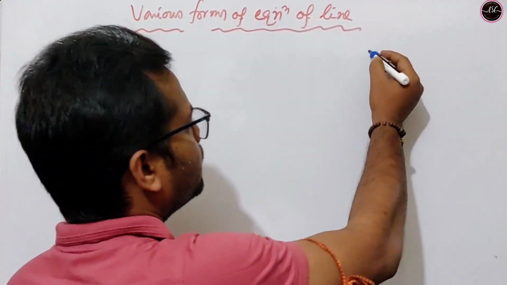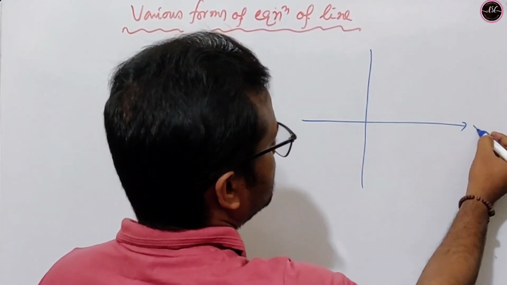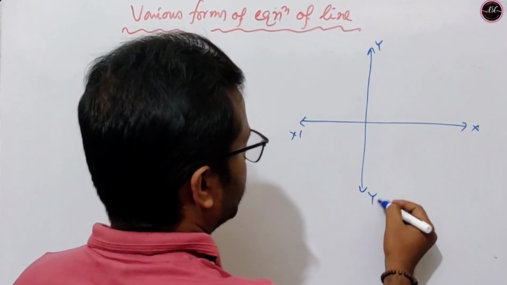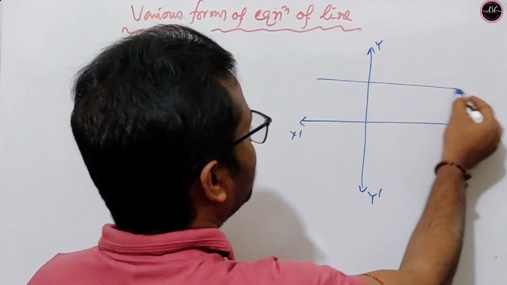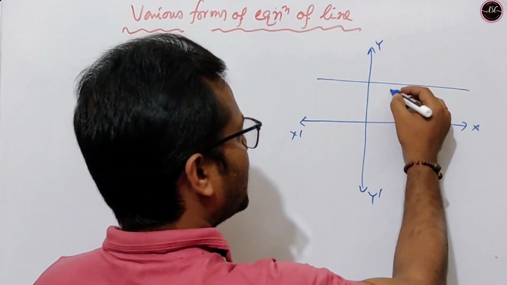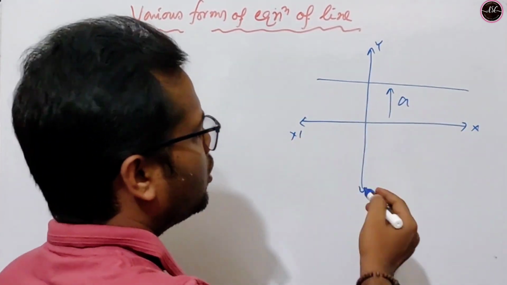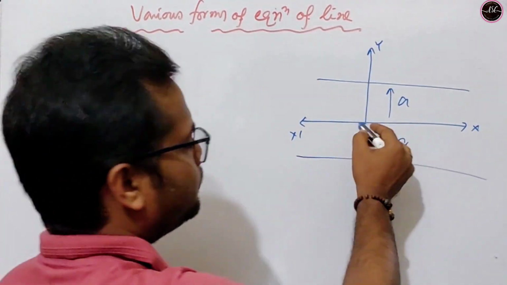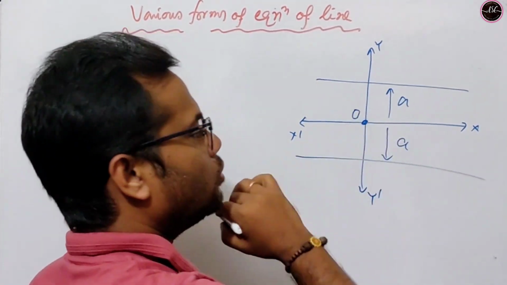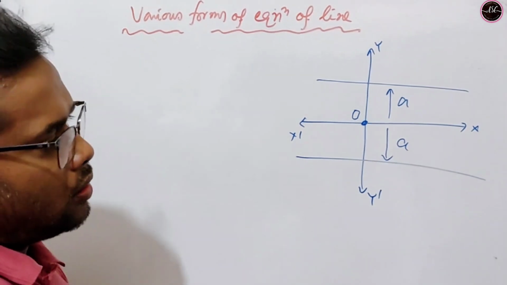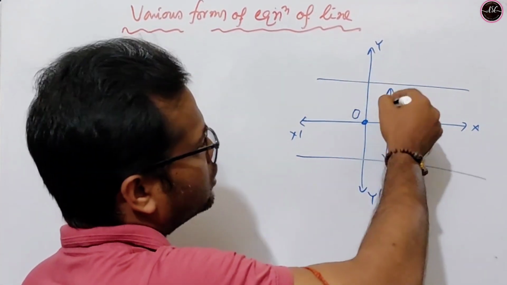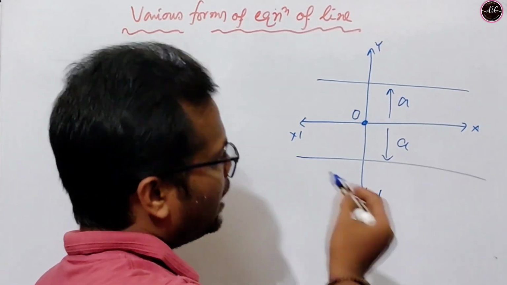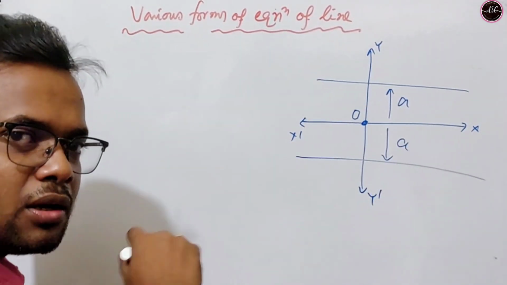Let in coordinate plane, this is x dash, this is y dash. Let a line be parallel to x axis at a distance a unit, and another line at a distance a unit in the other direction. This is O. So this line is parallel to x axis and this line is also parallel to x axis. Here, what is the equation of the line?